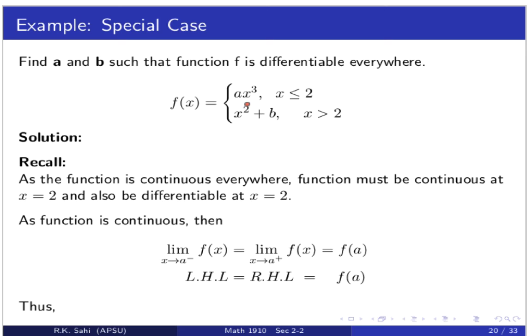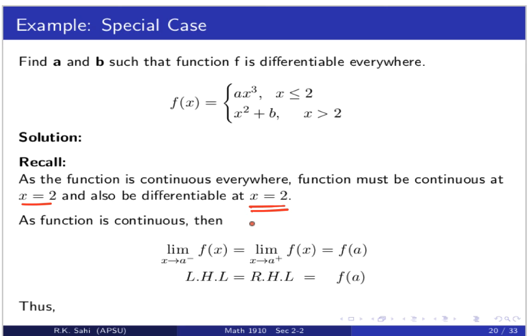So my function f(x) is given to be a piecewise function: ax cubed, where x is less than or equal to 2, and x squared plus b, where x is strictly greater than 2. Now, as this function is continuous everywhere, it has to be continuous at x equal to 2 and also be differentiable at that point.